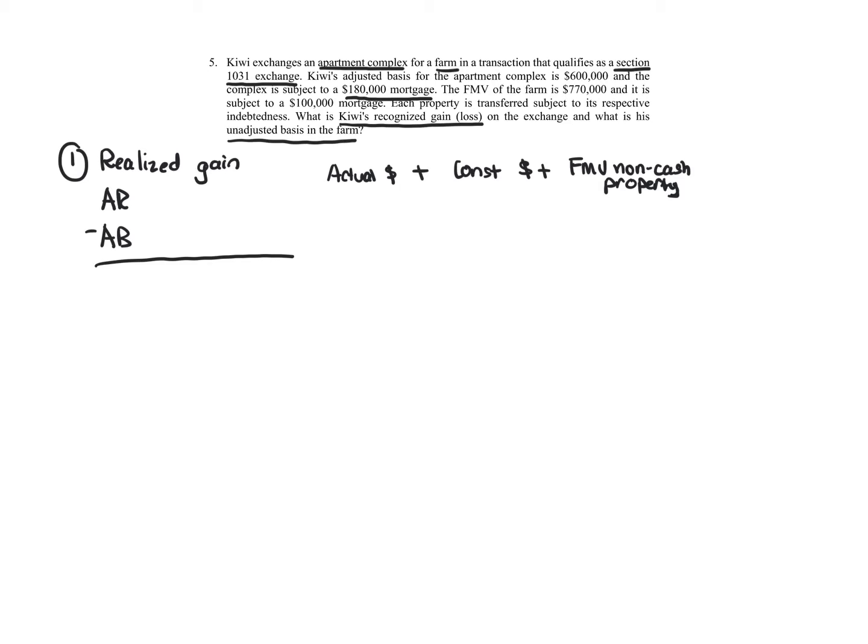We're asking, what is Kiwi getting? What I like to do, and I didn't do this in earlier problems, but at this point, I want to show you, since you have an exchange that qualifies for 1031, you know Kiwi's getting non-cash property, right? Kiwi's getting the farm. What's the fair market value of the farm? Okay, we're told the fair market value of the farm is $770,000. So we put $770,000 there. Is Kiwi receiving any actual cash? No. There's no actual cash, either inflow or outflow in this problem at all.